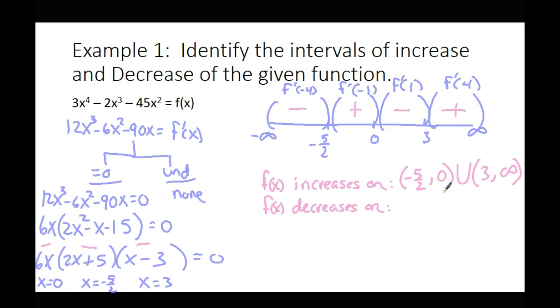I was told that AP people aren't going to be that sticklerish about that kind of stuff. But just so you know, that's technically the right way to write it. And decreasing is going to be from negative infinity to negative 5/2, unified with 0 to 3. That's our answer for today.